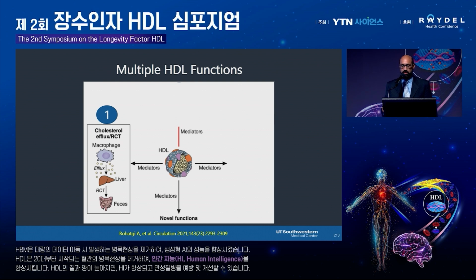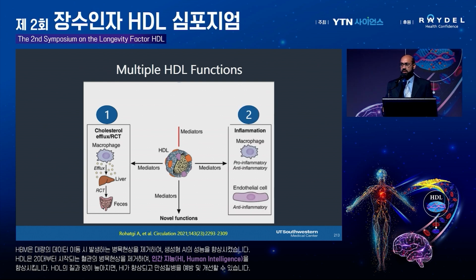And the first step of that is called cholesterol efflux, where cholesterol moves out of cells, in particular macrophages, from the walls of the arteries into the circulation and then out of the body through bile and feces. Another main function is HDL's ability to manipulate inflammation, and it can do this through a variety of cell types, in particular through macrophages and endothelial cells. And its effects can be anti-inflammatory, but it can be pro-inflammatory as well. And in the setting of states like acute infection, this is in fact a protective function.